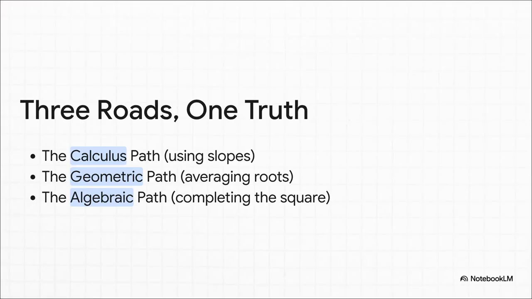Think about it. We took 3 totally different roads. We used the slopes and derivatives of calculus. We used the visual symmetry and midpoints of geometry. And we used the pure symbolic manipulation of algebra. Each path started from a different idea and used different tools, but every single one of them led us to the exact same truth: x equals negative b over 2a.